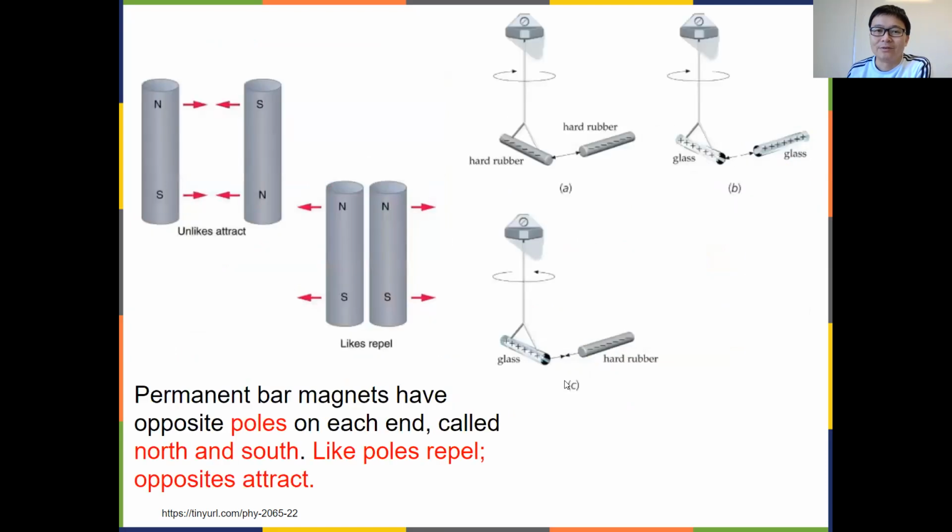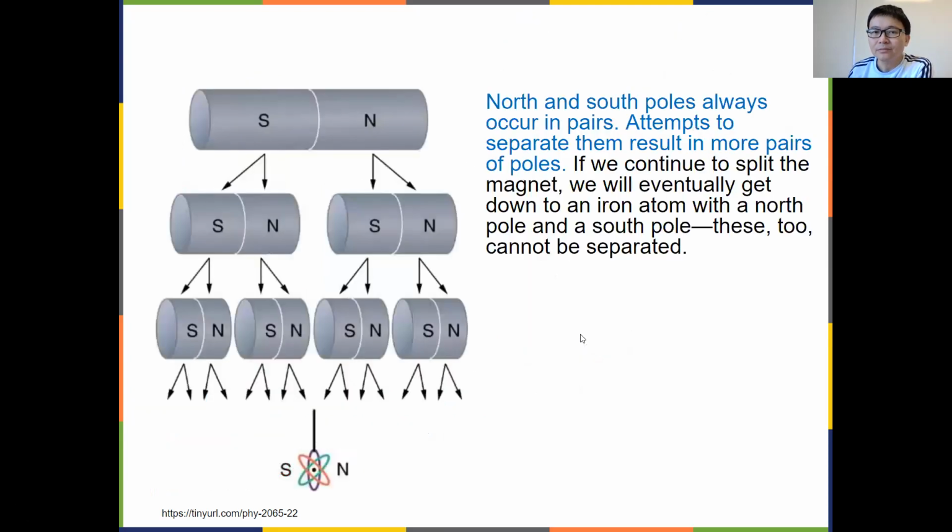So basically, a material that has magnetism actually has two poles, a south pole and a north pole. This is very similar to charge. There are two types of charges, positive charges and negative charges. The same thing goes for the poles. If you have like poles close to each other, they repel each other. If you have opposite poles close to each other, they attract. So that's the same as charges.